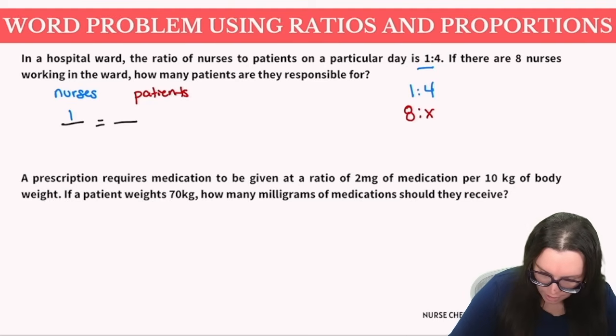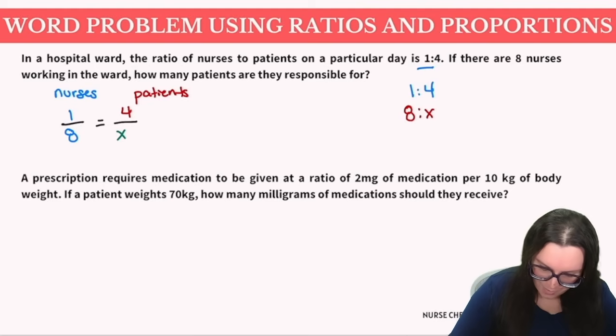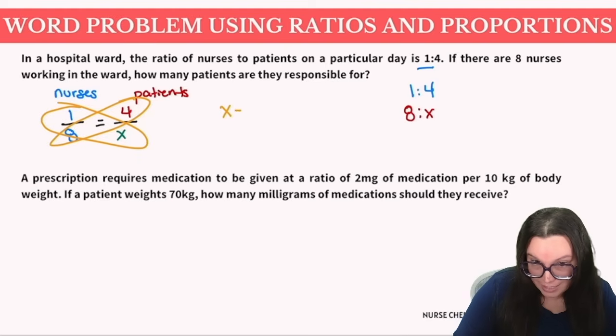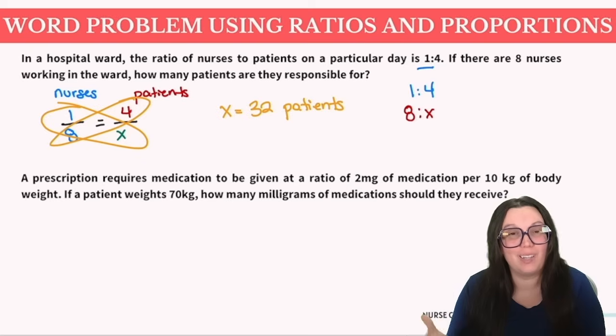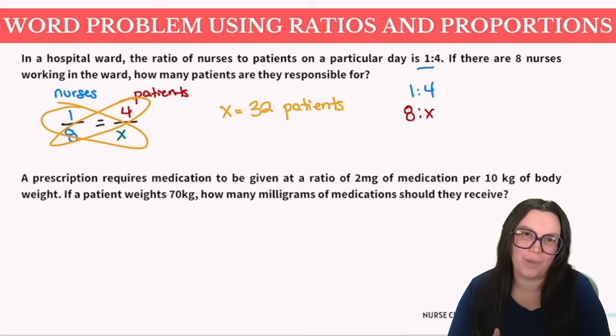And we're just going to plug in our ratios. So we have 1 nurse to 4 patients. We know that we have 8 nurses. We're trying to figure out how many patients they're going to have on the floor. So again, we're going to cross multiply. That is going to give us x is equal to 32. There's no additional math that needs to take place, so we know that if we have 8 nurses on the floor, we should have 32 patients as well.